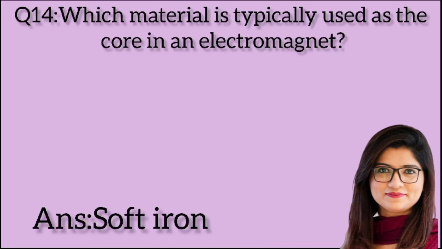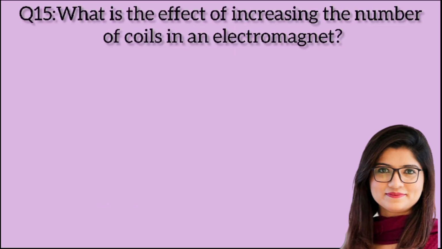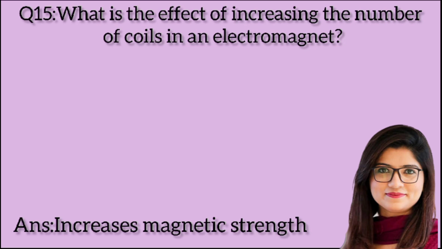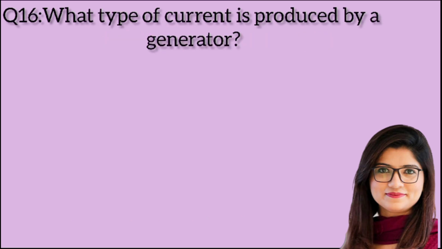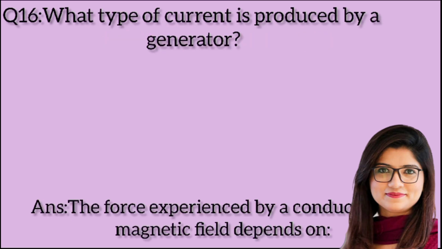Which material is typically used as the core in an electromagnet? Answer: soft iron. Question 15. What is the effect of increasing the number of turns of the coil in an electromagnet? Answer: increases magnetic strength. Question 16. What type of current is produced by a generator? Answer: the force experienced by a conductor in a magnetic field depends on.